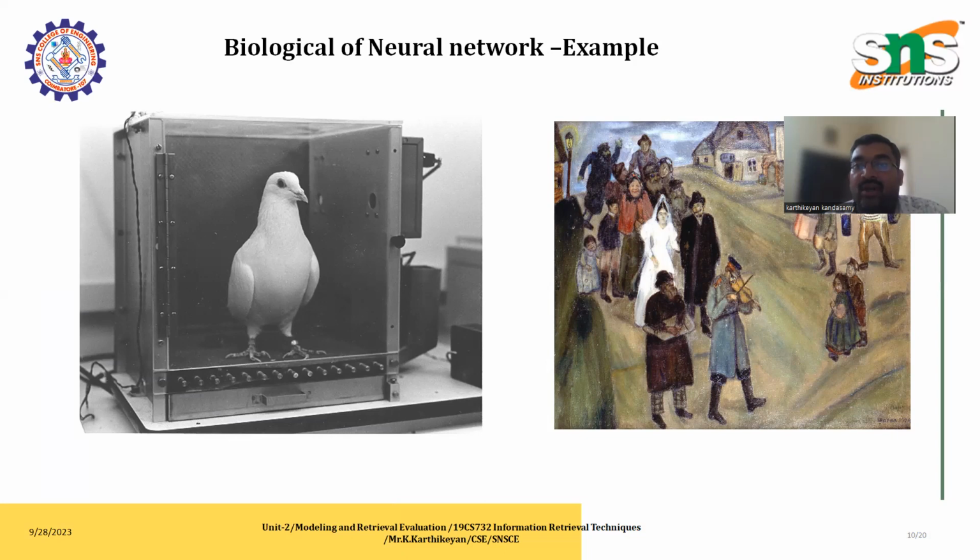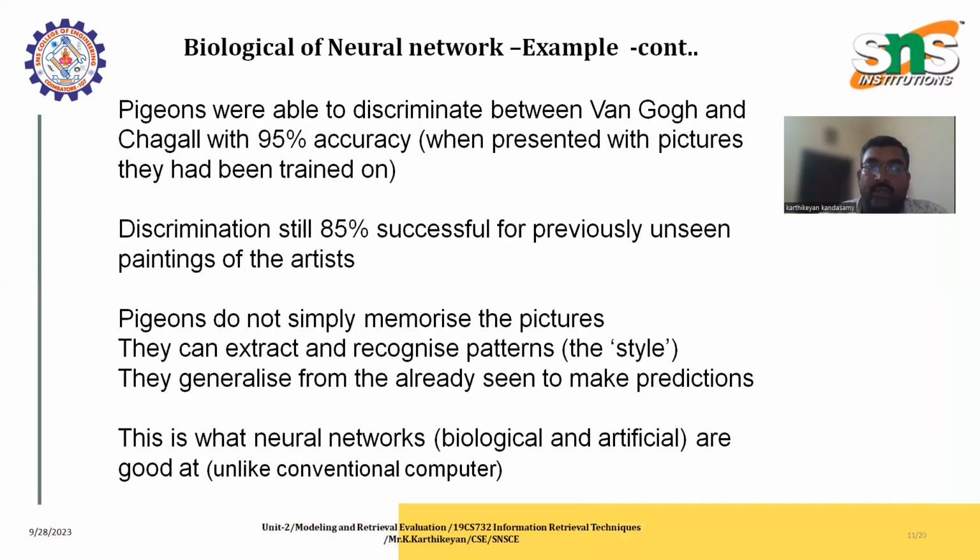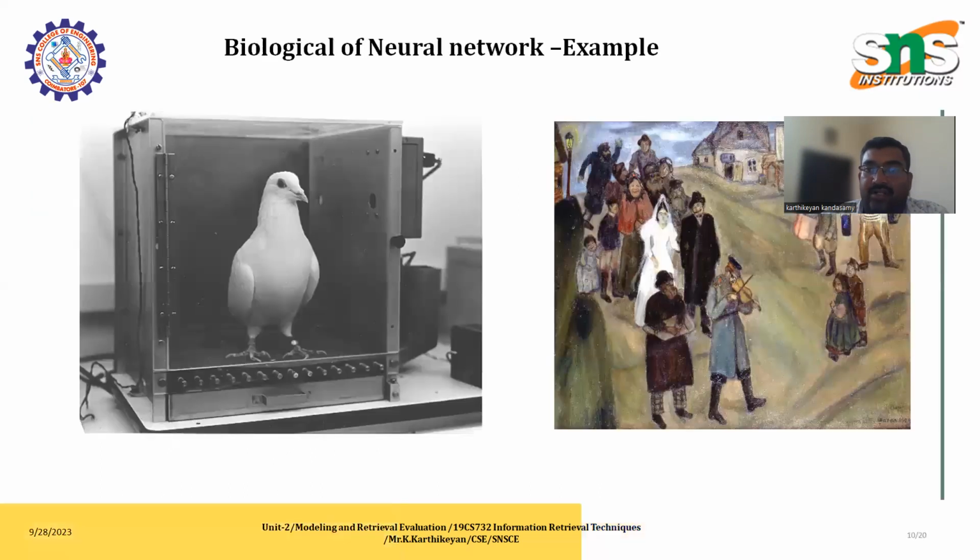So we can find out and give some answers about your slide. So this is a biological neural network example. The pigeons were able to discriminate between Van Gogh and Charles Kale paintings with 95% accuracy when presented with pictures they had been trained on. Sometimes the discrimination is still 85% successful on previously unseen paintings by the artists. Sometimes because this image is very clear, this image is not clear.